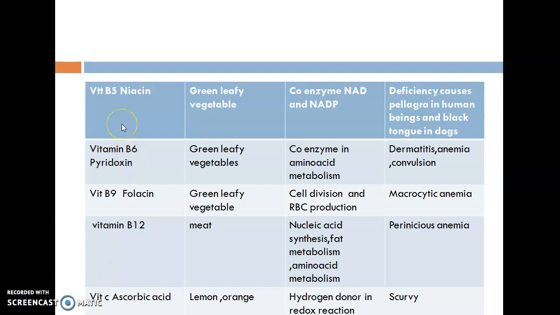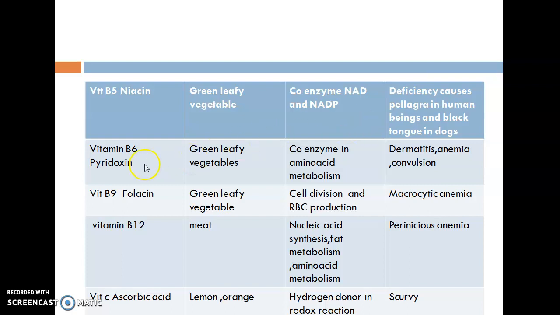Vitamin B5 or niacin is nicotinic acid. It can also be synthesized from tryptophan. It forms the coenzymes NAD and NADP and serves as the acceptor, carrier, and donor of high energy hydrogen atoms in redox reactions. Its deficiency causes pellagra in human beings. Its detailed explanation can be given later. And it causes black tongue in dogs and foxes.